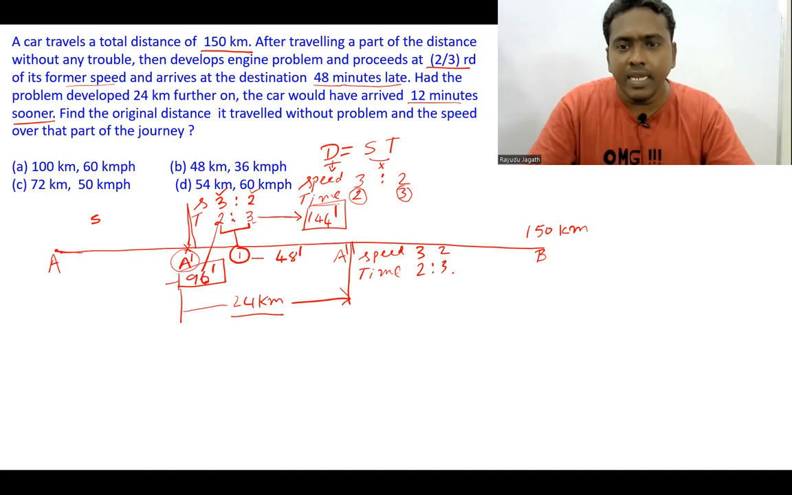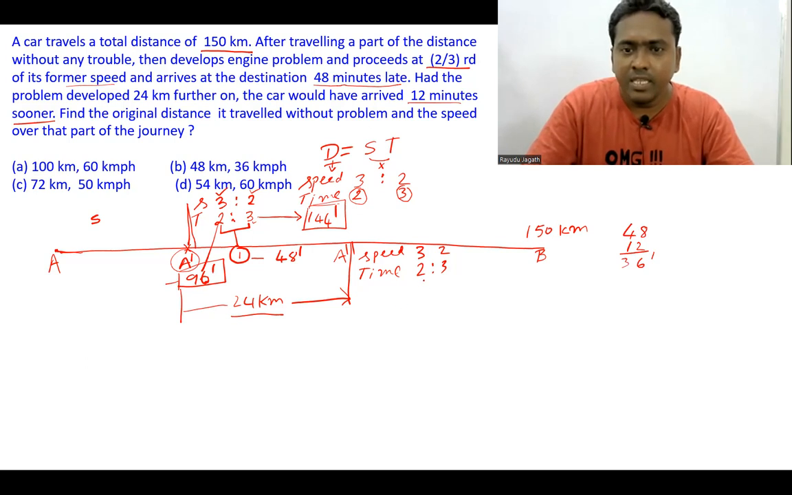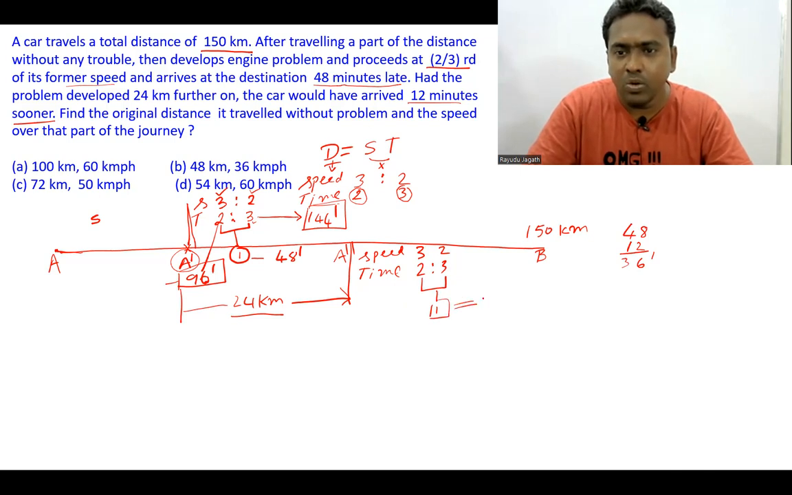Therefore, the delayed time will be 48 minutes earlier, 12 minutes sooner: 48 minus 12 is 36 minutes. Again, it is a delay of 36 minutes. Therefore, 1 part to 3 parts: 3 minus 2 is nothing but 1 part. This 1 part is equal to 36 minutes. So, 3 parts will be 3 into 36, 108 minutes, which will be the delayed time. And 2 parts will be 72 minutes, the actual time.